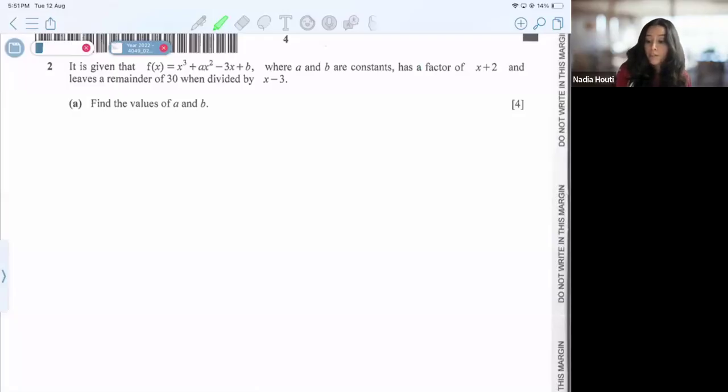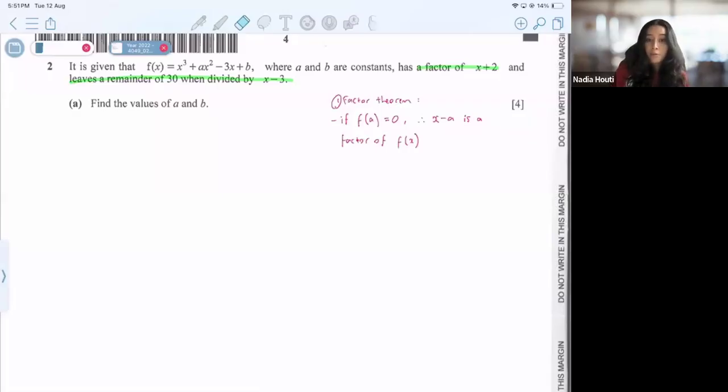So the factor of x plus 2 and the fact that this polynomial leaves a remainder of 30 when divided by x minus 3. These should give you clues that your question is on remainder and factor theorem. So let's first recap what your remainder and factor theorems are.